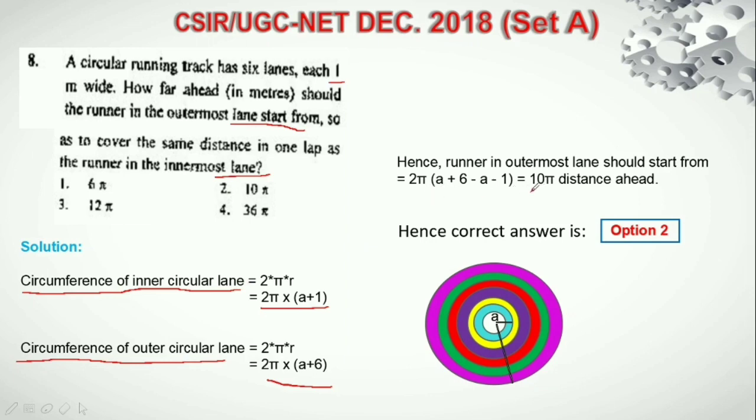So on subtraction we will get 10 pi. So this means the runner in the outermost lane should start 10 pi distance ahead of the runner in the innermost lane. So option 2 is the correct answer.